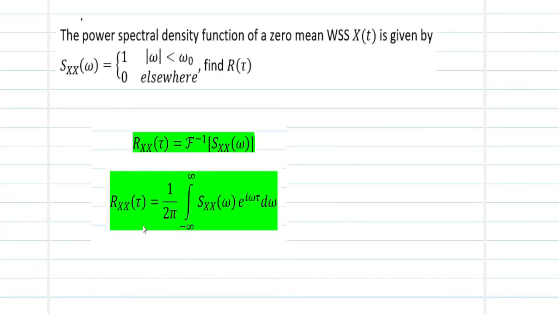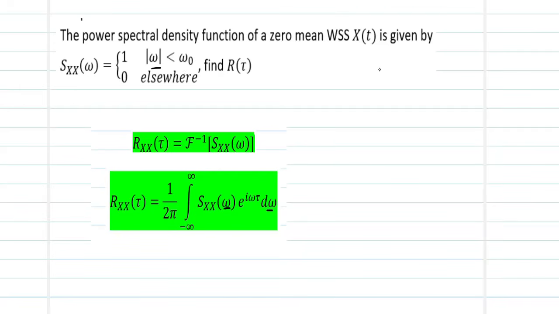So we recollect the formula. Rxx of tau is going to be F inverse of Sxx of omega. If it is going to be inverse, you will have to keep in mind that the exponential will be positive, and so the second quantity to remember is that you will have to have a 1 by 2 pi outside, and integration is with respect to omega, so you will have to have d omega over here. So keeping these 3 points in mind, we will now go for the limit.